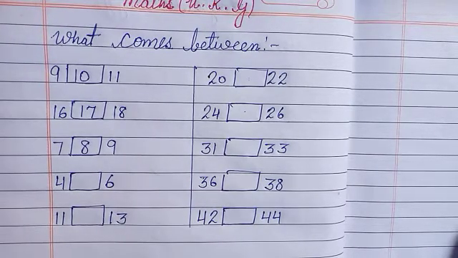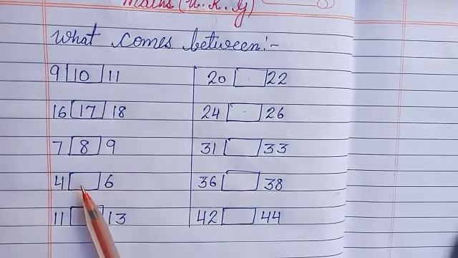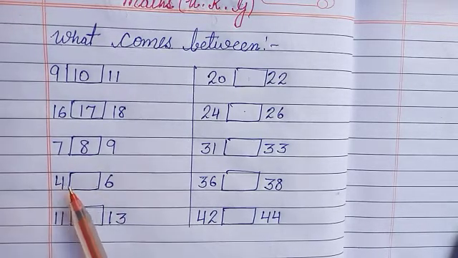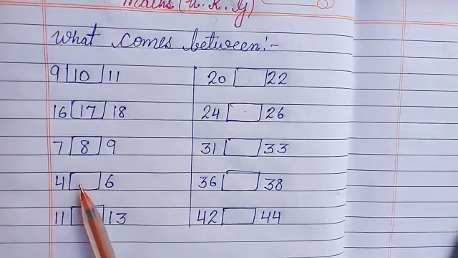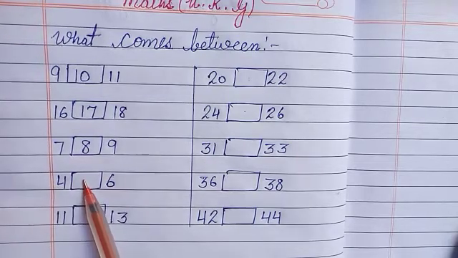5 comes between 4 and 6. 4, 5, 6. 5 comes between 4 and 6. You write here 5.